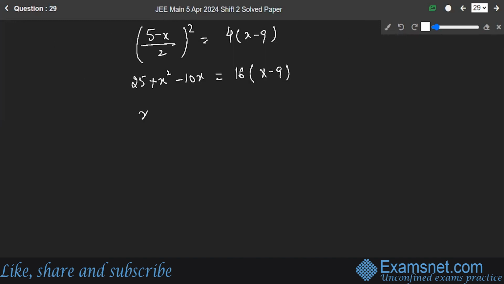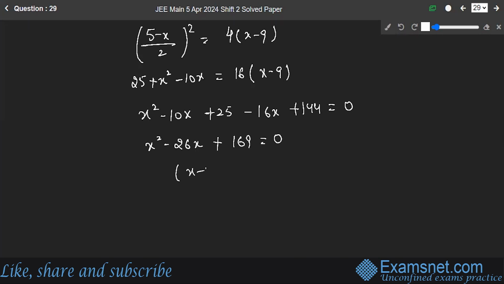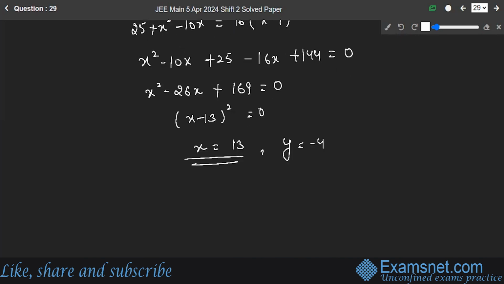Or you have x squared minus 10x plus 25 minus this minus 144 plus 144 equal to 0, or you will have x squared minus 26x plus 169 equal to 0. This is (x minus 13) whole squared, so that means x is equal to 13, and the corresponding value of y you will solve and get minus 4. So this is the point of contact P, that is 13 and minus 4.